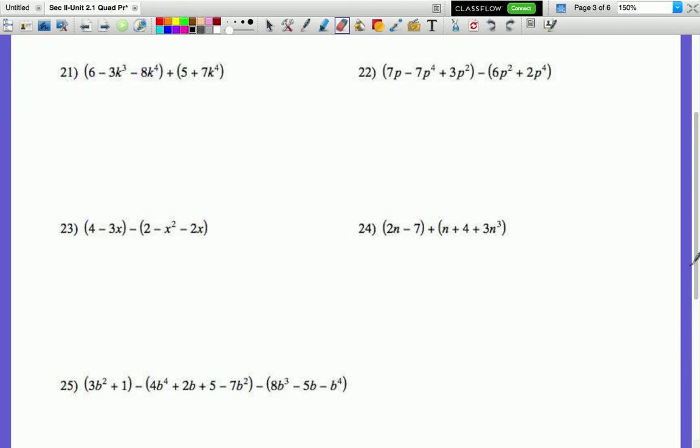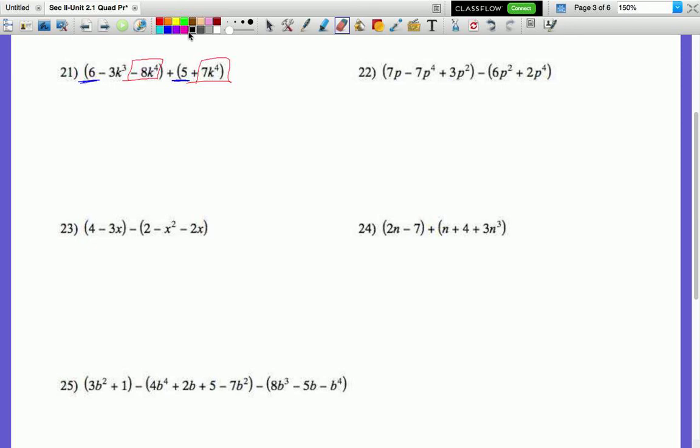So we're going to take this first polynomial of 6 minus 3k cubed minus 8k to the fourth plus 5 plus 7k to the fourth. When there's an addition sign in between the two sets of parentheses, what I like to do is just talk about what terms I can combine. So I can combine like terms. I'm going to take the constant of 6 and combine it with the constant of 5. I'm going to take the negative 8k to the fourth and combine it with the positive 7k to the fourth. Outside of that, I can't combine anything.